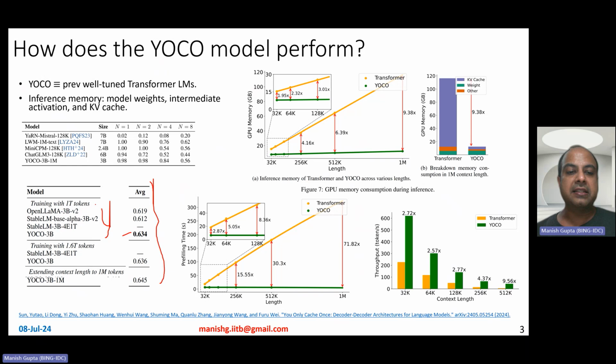Now they try to increase the size of the model and also try to increase the compute power that is given to pre-train. So rather than 1 trillion tokens, they tried with 1.6 trillion tokens. And they did observe that the overall accuracy of the YOCO models which are trained increases, which basically means that, hey, this does not hold just for smaller model sizes and lesser compute for pre-training, but it actually works for larger model size as well as for larger compute power for pre-training as well.